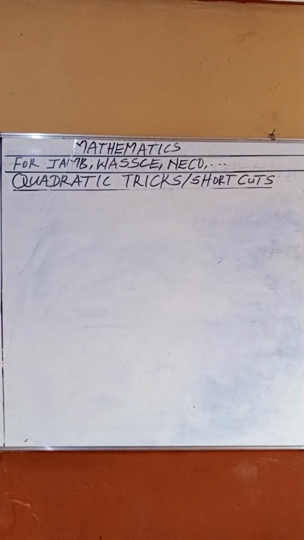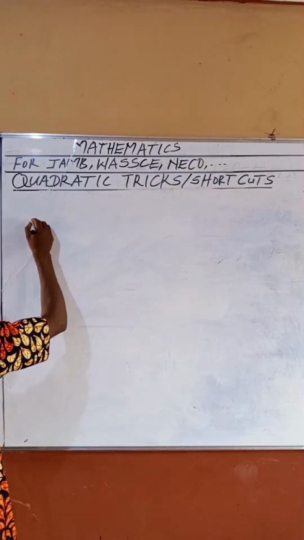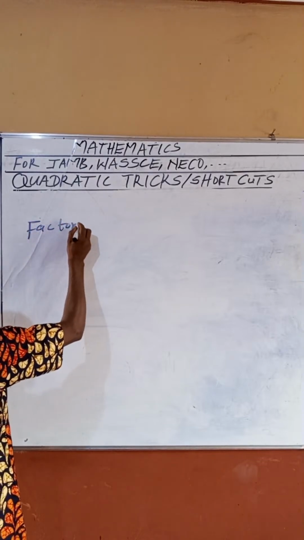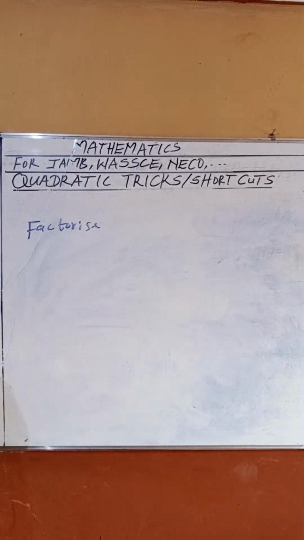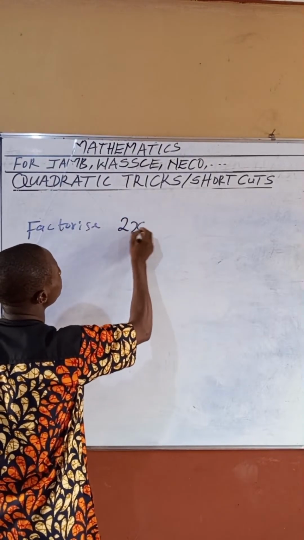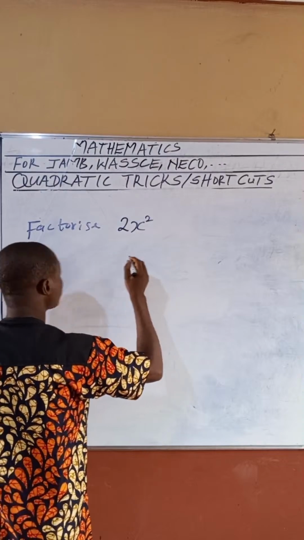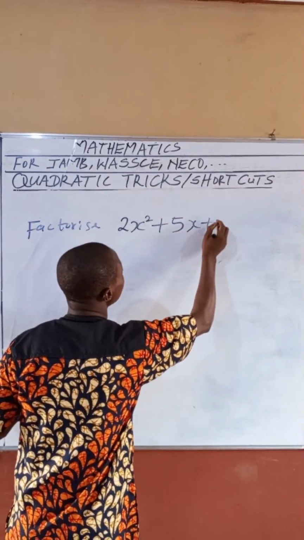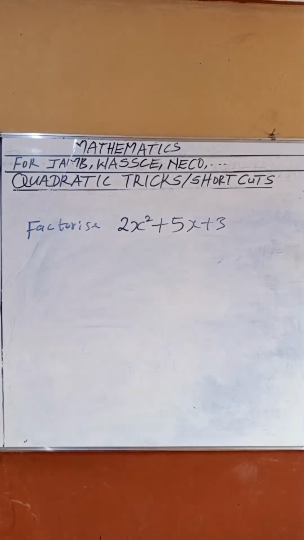So now look at this particular one. I'm going to show you so that you see it yourself. Here we have to factorize. Look at the factors. Here we have 2x squared plus 5x, then plus 3. So we want to factorize this now.